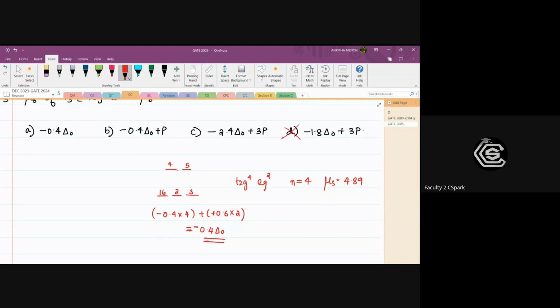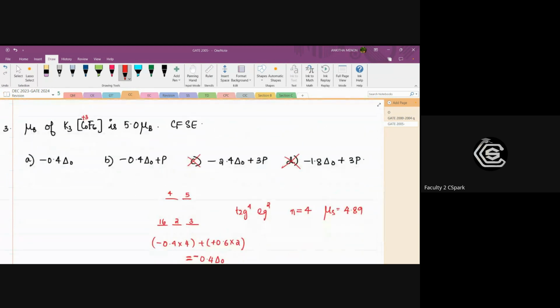It's not option B, it's not option C. A or B or none. Now you be very careful while solving this problem. See, this filling of electrons has occurred due to the normal filling process.